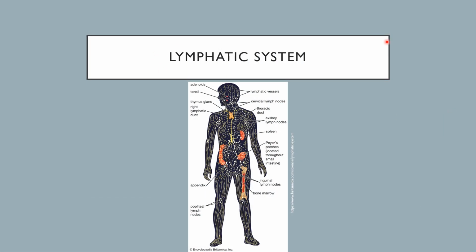Here we have a diagram of the lymphatic system. You can see the different organs and glands distributed throughout this diagram. We have the adenoids, tonsils, thymus gland, thoracic duct, axillary lymph nodes, spleen, Peyer's patches, inguinal lymph nodes, appendix, leg lymph nodes, and bone marrow. You can take a look at that to see where they exactly are.